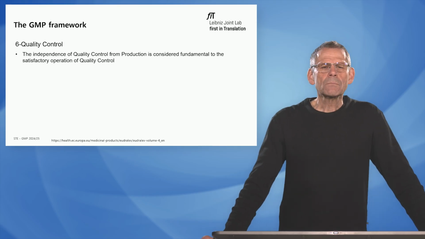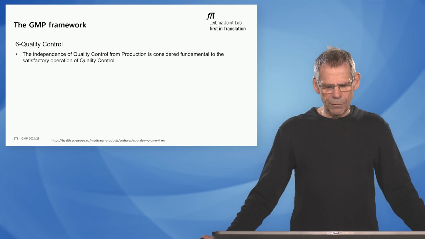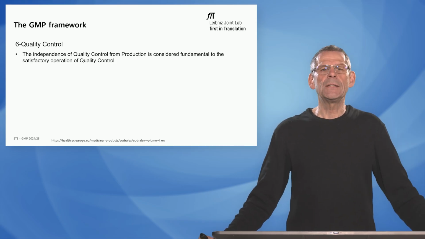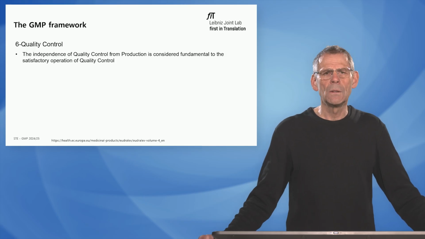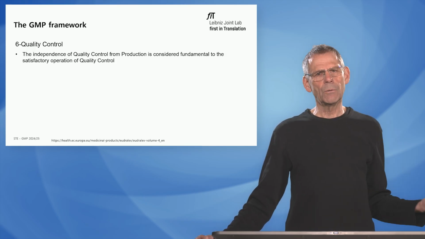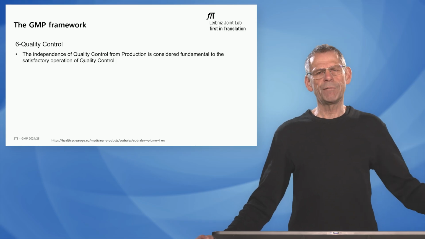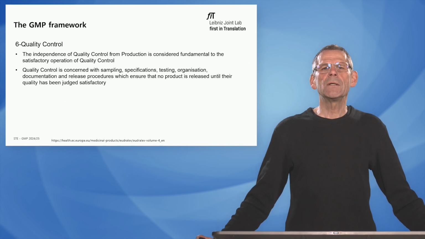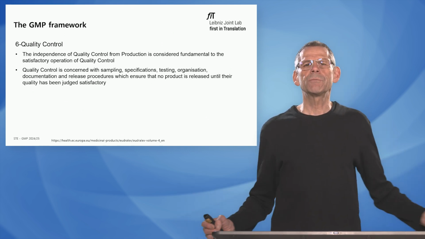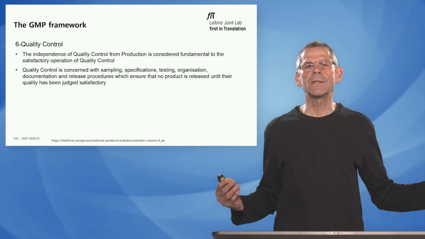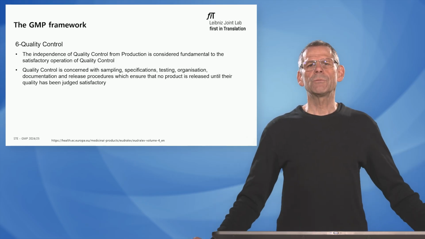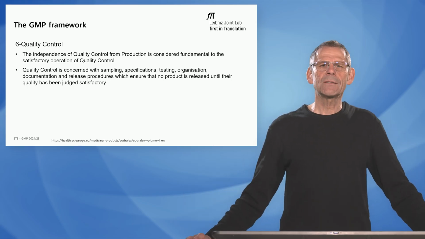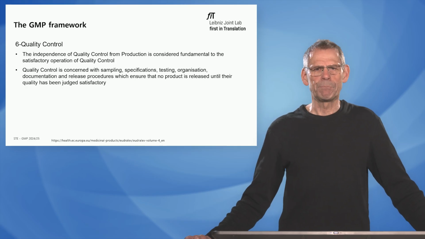Quality control, independent from production, is considered fundamental to have a satisfactory operation of the quality control. So as I said, manufacturing without quality control will never happen. So there is a specific emphasis on the quality control. And the quality control is concerned with sampling, with specification, with testing, with organization, documentation, and release procedures which ensure that the product is not released until the quality has been judged satisfactory.